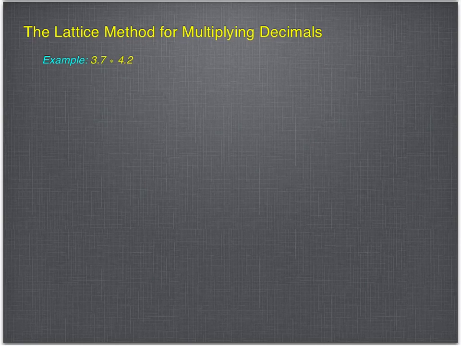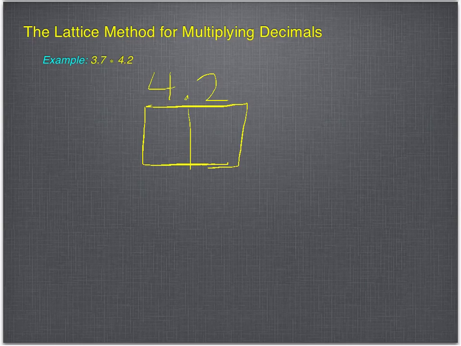So here's the next big advantage that lattice has over long multiplication when you're multiplying decimals, because it lines things up for you in a way that's actually pretty neat, at least according to me. So let's write our numbers. I have 3 7/10 times 4 2/10. So, 4.2 times 3.7. It's critical that we're not ignoring our decimal points like we did with partial products.